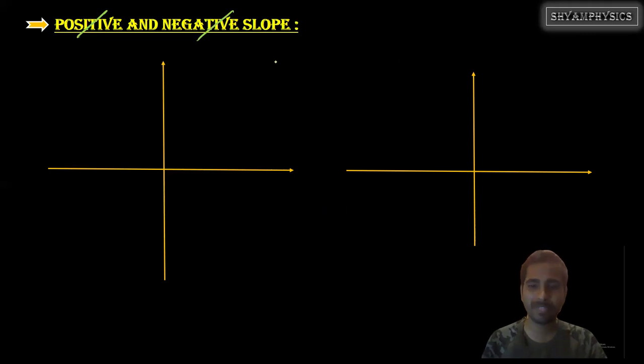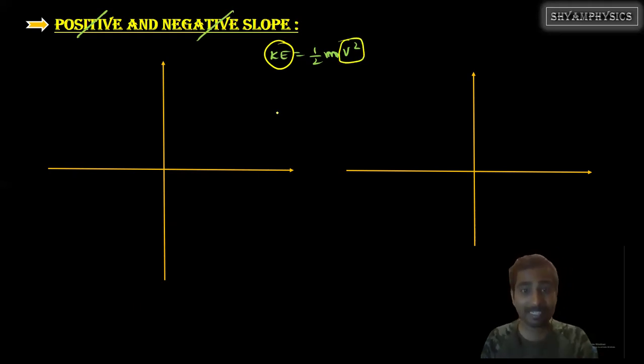For example, kinetic energy is equal to half mv square. In this equation, basically the variable kinetic energy is dependent on speed. If speed increases, kinetic energy increases. Now we'll do one thing. We'll plot kinetic energy versus speed.